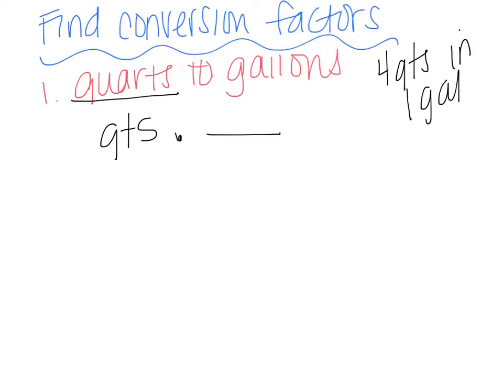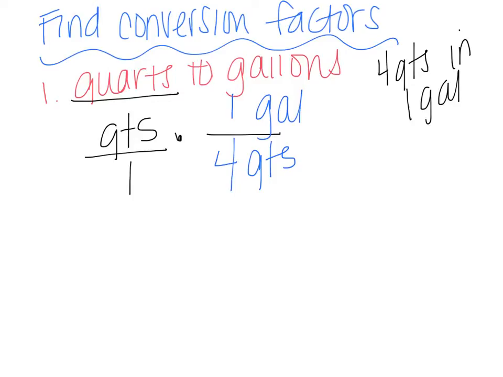We want quarts, that unit, to cancel out. So we're always going to put quarts in the denominator and our new unit, or whatever unit we want, into the numerator. So that's why quarts goes in the denominator and gallons goes in the numerator, because you can think of this as over 1. And now we can fill in the numbers, 1 gallon to 4 quarts.